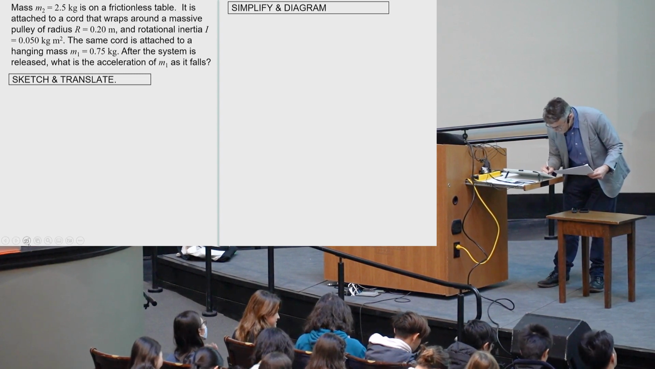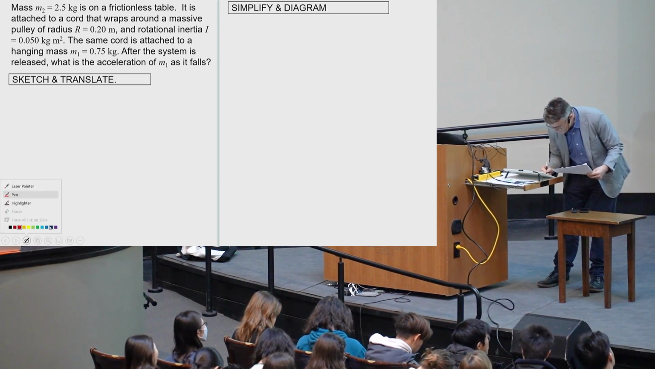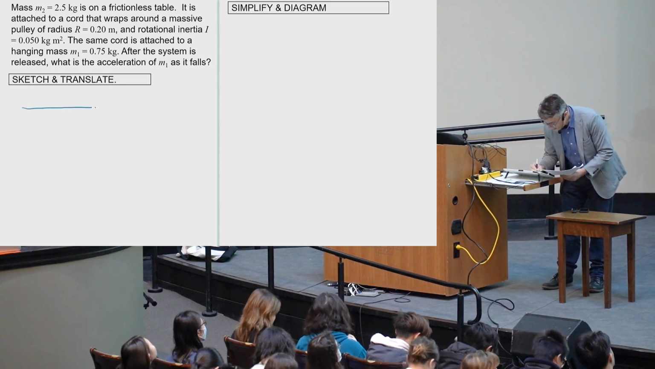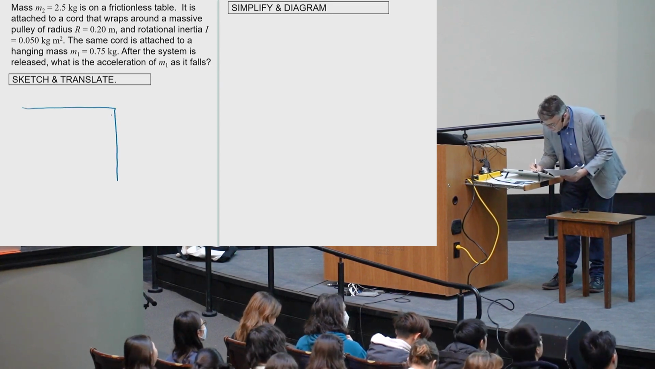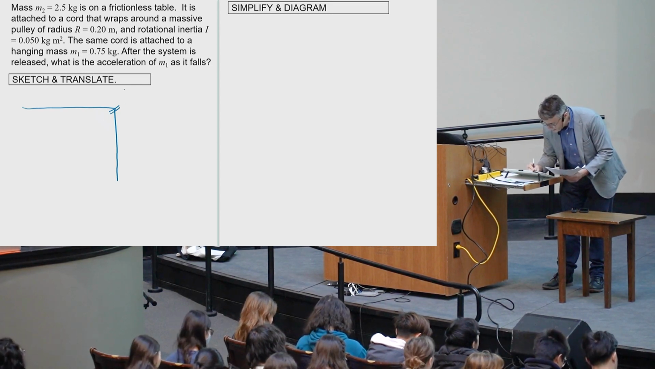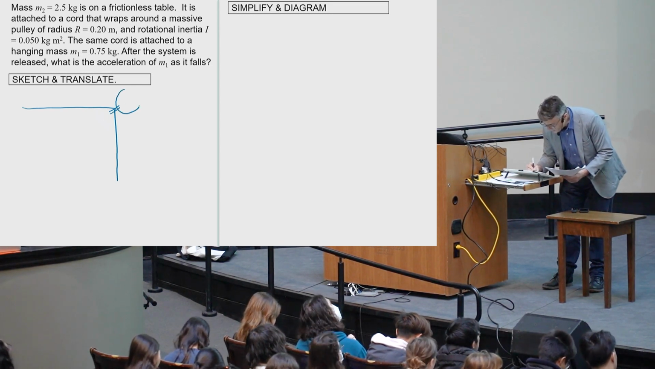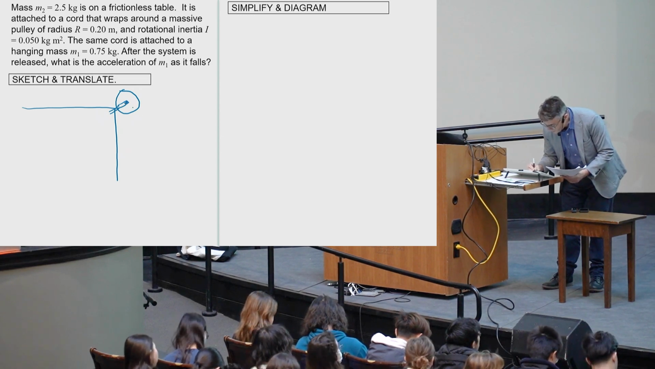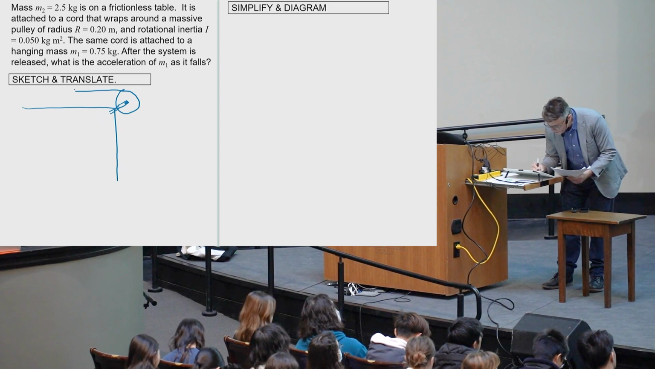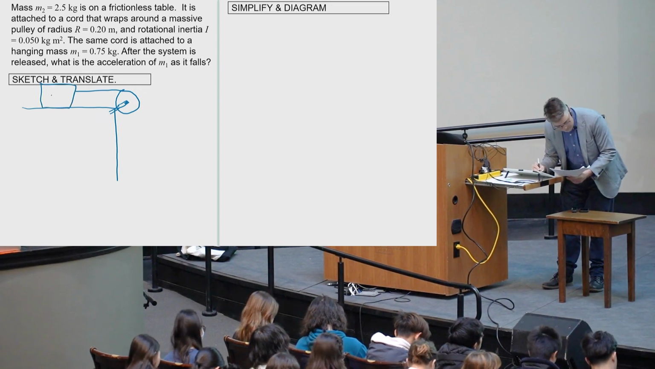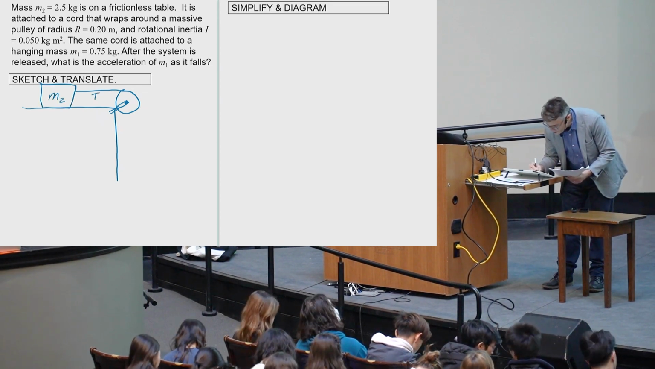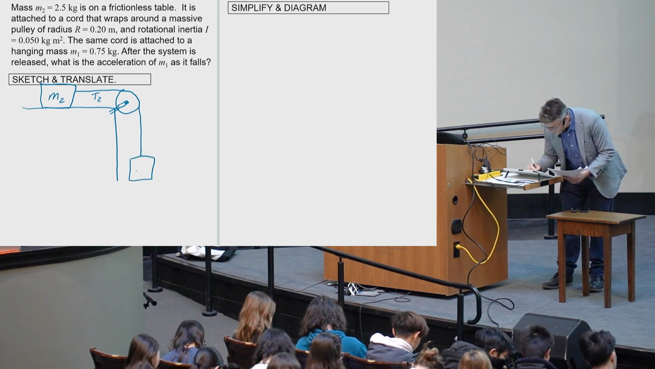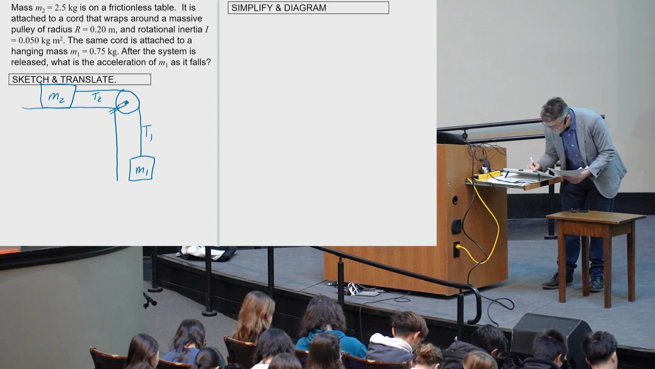So this was, I have to draw it again, if you don't remember. But the idea was you had a table, and somehow there's some forces on a pulley, but I think you don't care about the forces on the axle. You just care about these torques. So there's a torque from mass 2, this tension T2, and a torque from the hanging mass, M1, and tension T1.